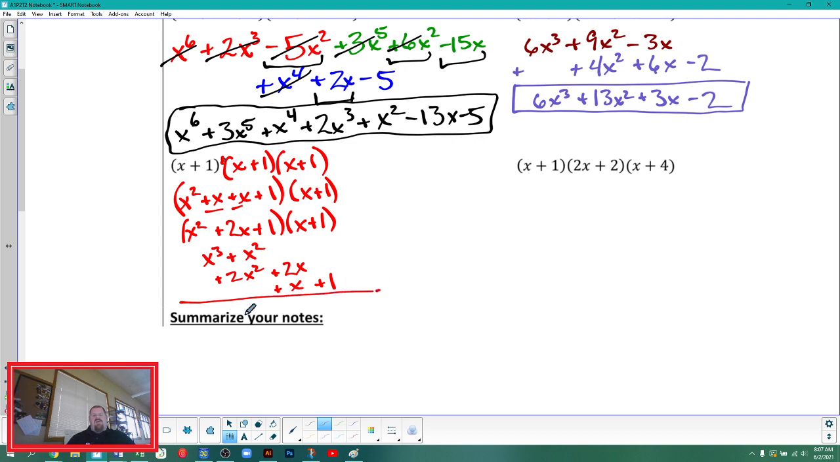Now I kind of have 3 rows of things that I'm all adding together. Getting kind of ugly here. There's only one x cubed. x squared and 2x squared is 3x squared. 2x and 1x is 3x. And there's a plus 1 on the end. And that's what I get.